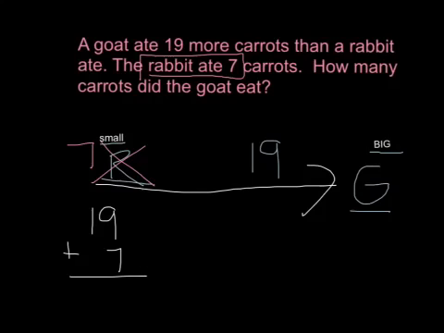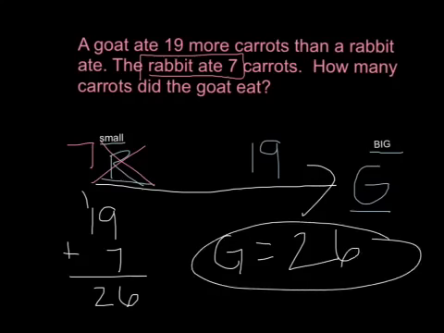So 7 plus 9 is 16, carry our 1. 1 plus 1 is 2. So G, or the goat, is 26. So the goat ate 26 carrots.